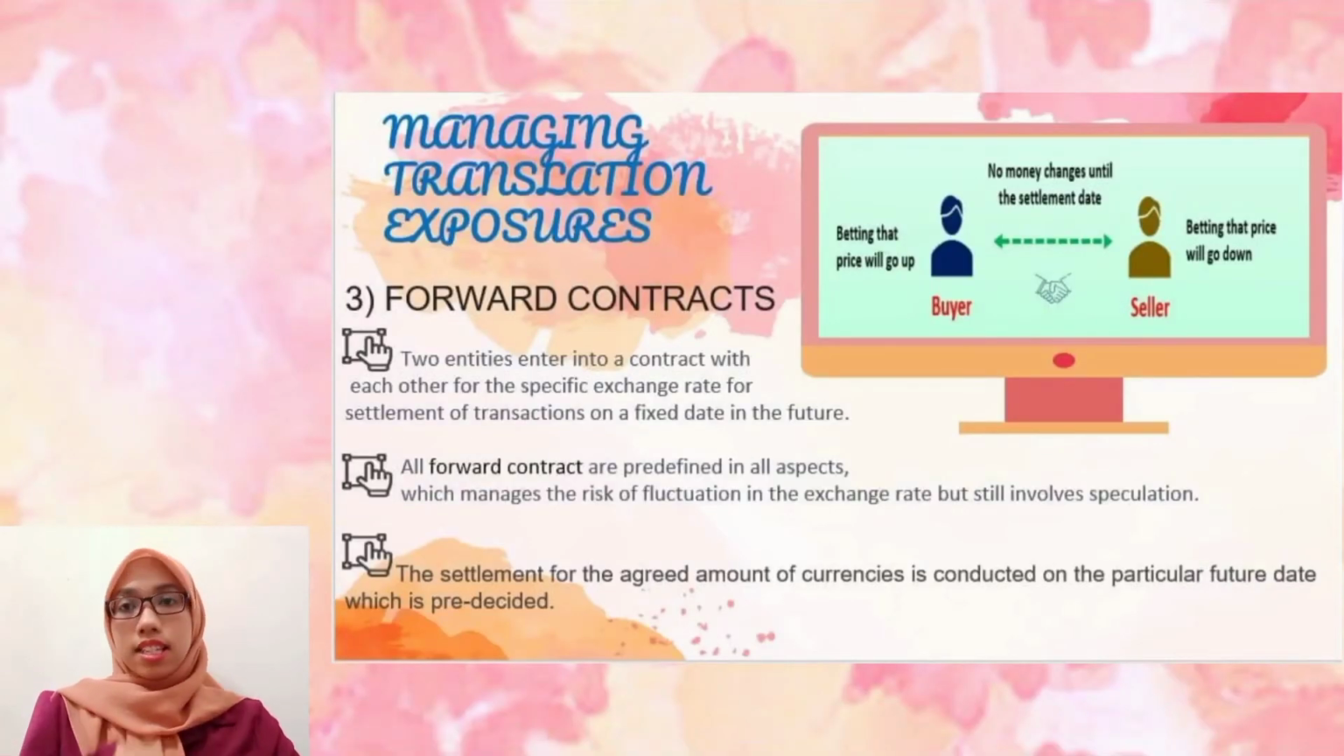Lastly, the forward contract is one way of managing translation exposure. Two parties enter into a contract with each other at a specific exchange rate for settlement of a transaction on a fixed date in the future. Next, all forward contracts are predefined in all aspects, which manages the risk of fluctuation in the exchange rate but still involves speculation. Other than that, the settlement for the agreed amount of currency is conducted on a particular future date which is pre-decided.